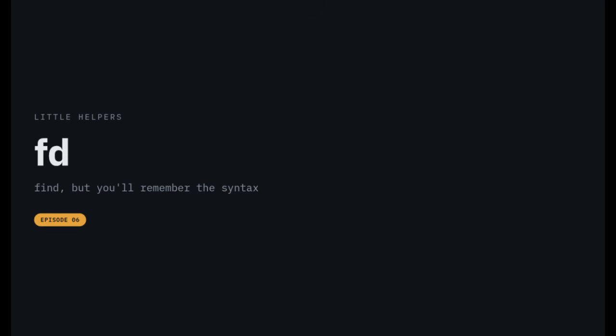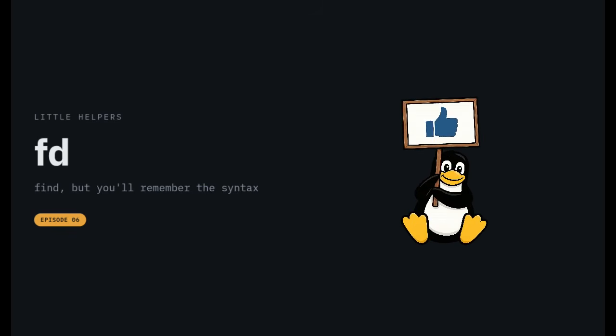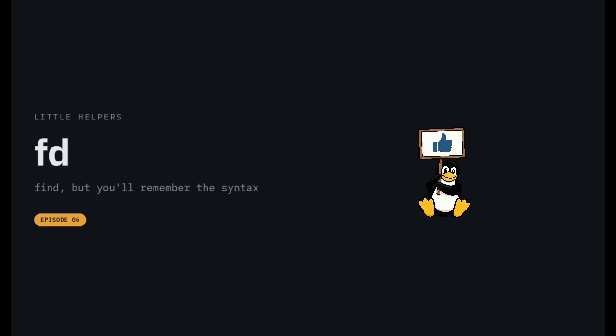Welcome back to Little Helpers, Episode 6, fd. It's the last piece of this toolkit. lsd, bat, ripgrep, and fzf handled seeing, reading, searching inside, and finding files interactively. fd is what replaces find itself for actually locating files and folders by name in the first place, which turns out to be something you do constantly without noticing.